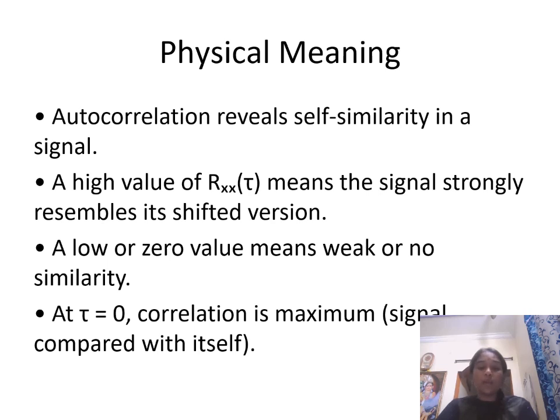In short, a high value of Rxx of tau means strong similarity between the signal and its shifted version. A low or zero value means weak similarity, that the signal doesn't match itself after shifting.